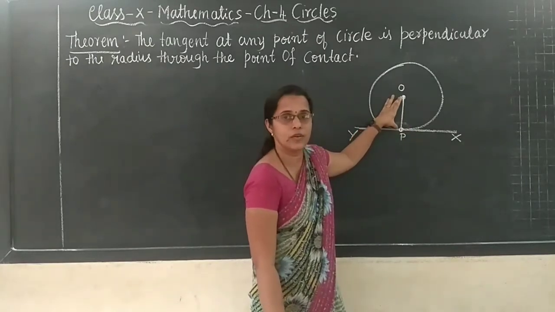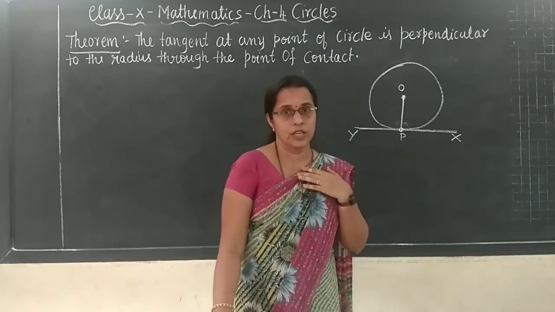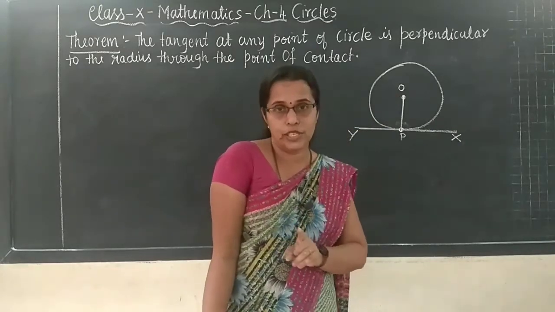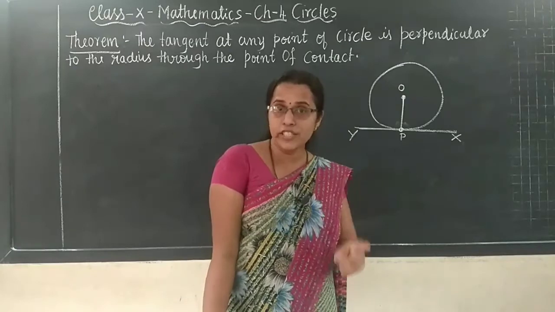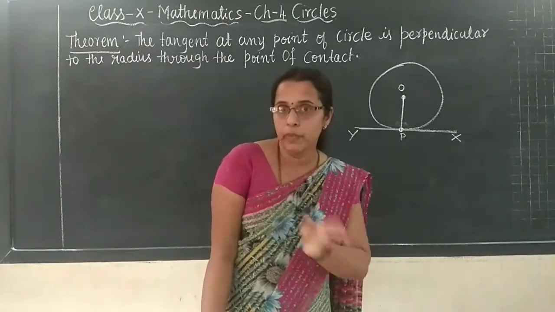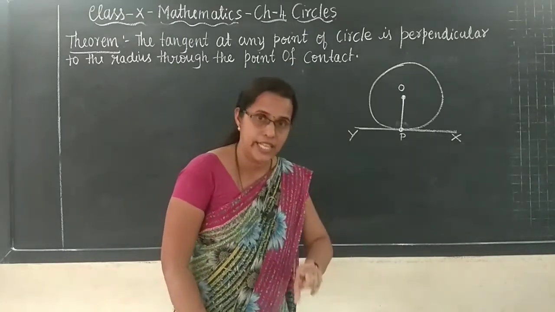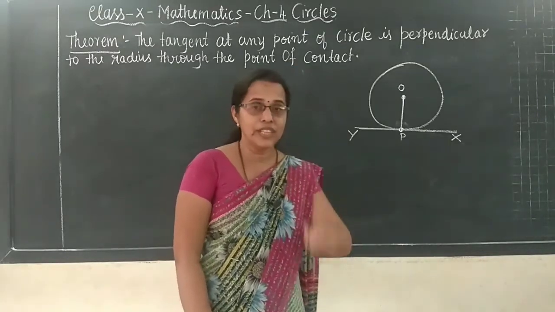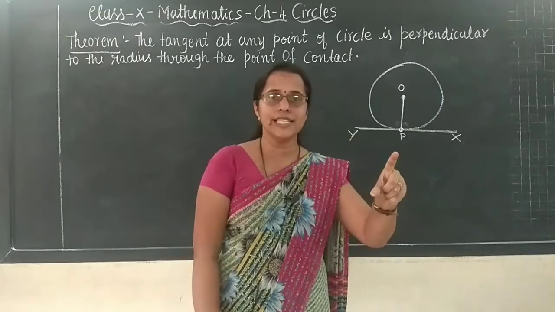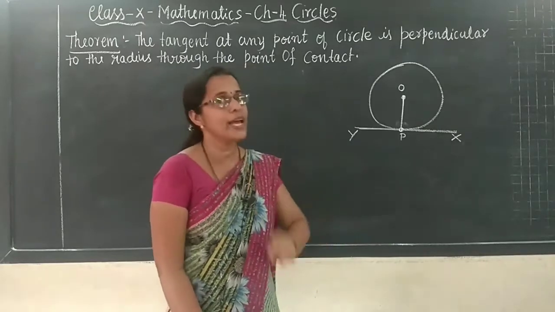OP distance, whatever I took, is the shortest distance. I have to prove that first. That shortest distance is itself the perpendicular. Okay children? So directly we cannot prove perpendicular. That OP is the shortest distance, I have to prove first. After that, we try that the shortest distance itself is a perpendicular. Okay, how can I prove that?